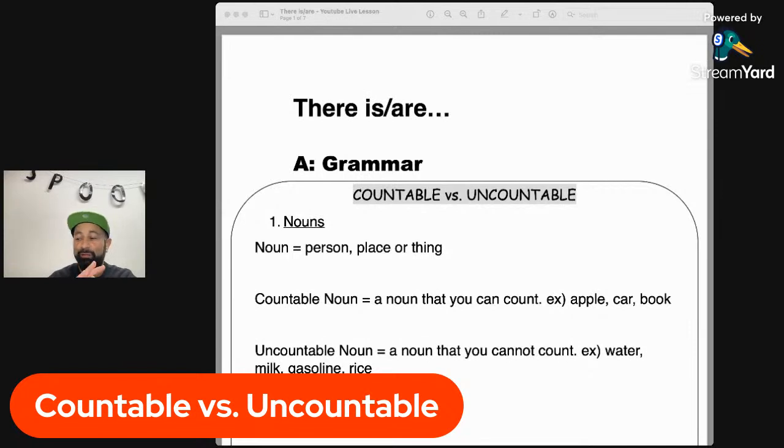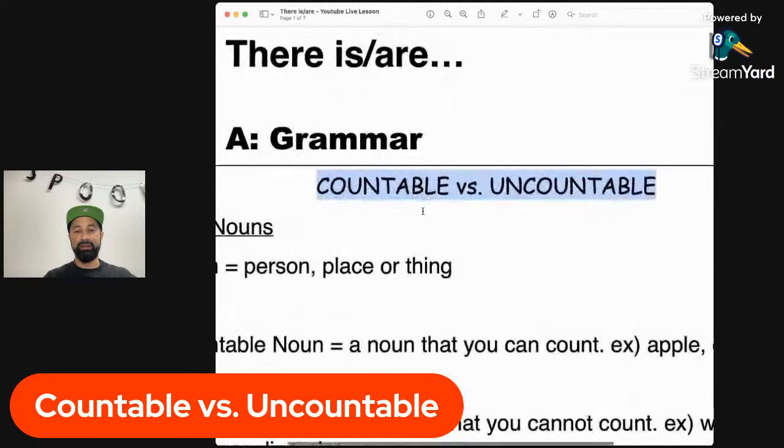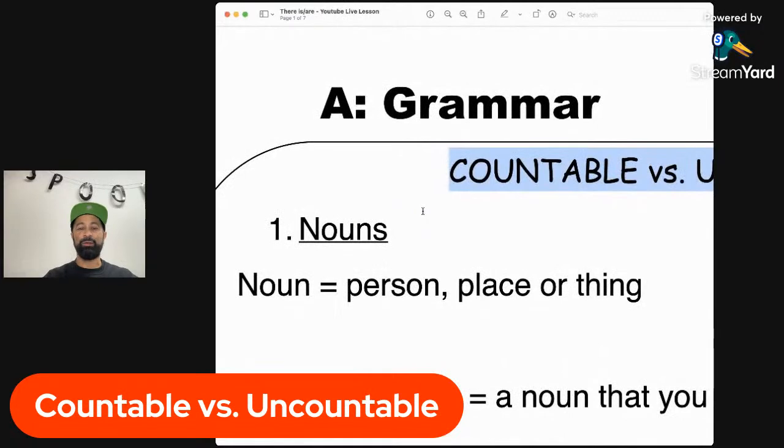Today, we're going to be looking first at countable versus uncountable. And we're talking about nouns today. So let's get right into that. Let's look at the different nouns that we can be using. And first, what is a noun? If you look at the screen here, a noun is a person, place, or thing. Whenever you're talking about any type of noun, we would say it's either a person, place, or thing.